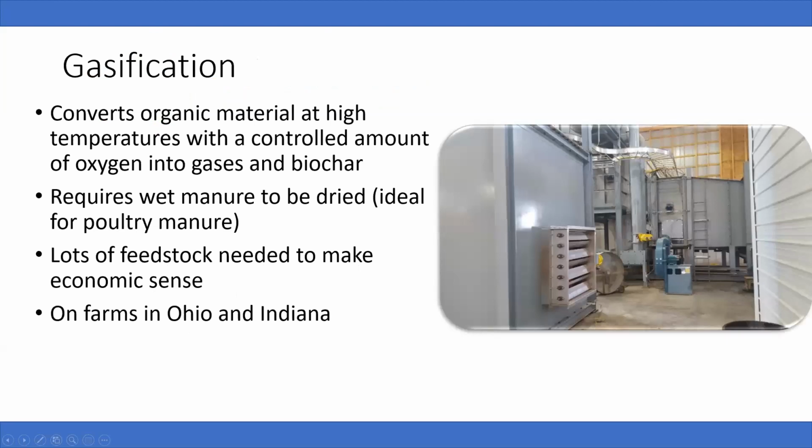Gasification is another way to harness the energy in manure. It basically is converting the manure at a high temperature with a controlled amount of oxygen into gases and biochar, which creates your renewable natural gas. And then biochar is basically another carbon amendment product. These are expensive machines. However, there is one in Ohio on the Ohio heifer facility and one in Indiana on a swine and poultry farm.